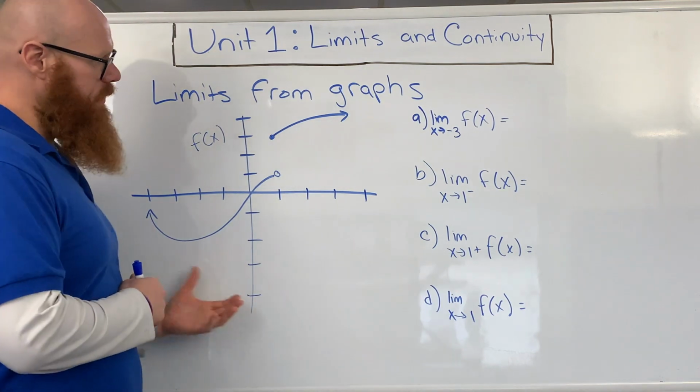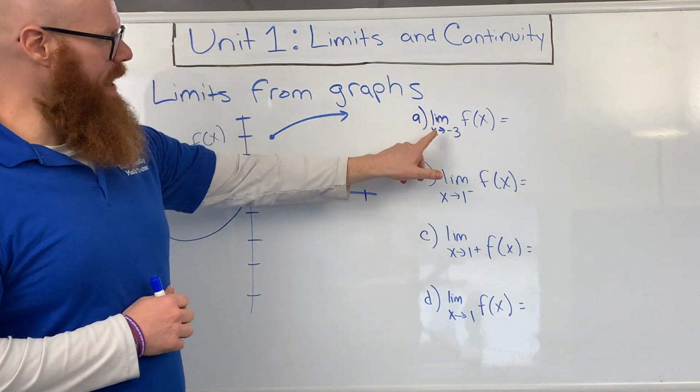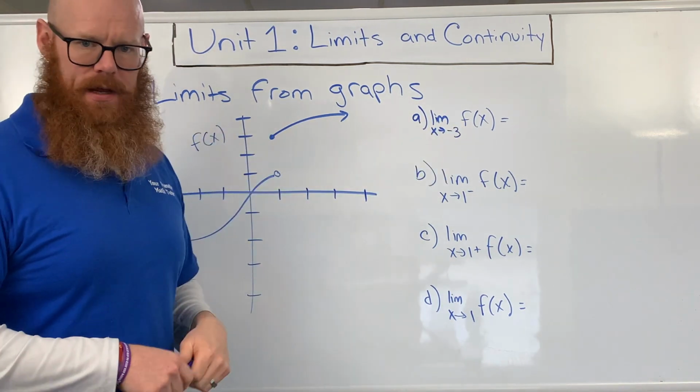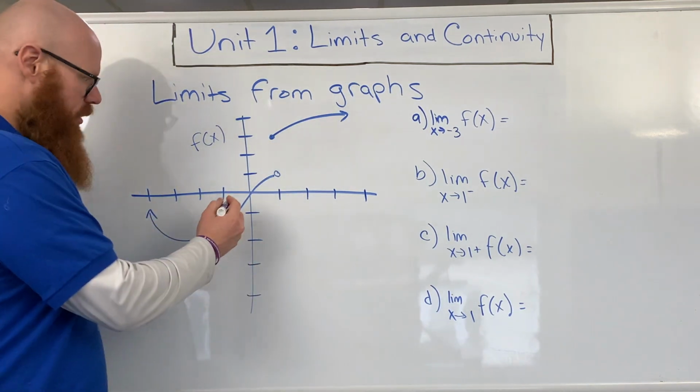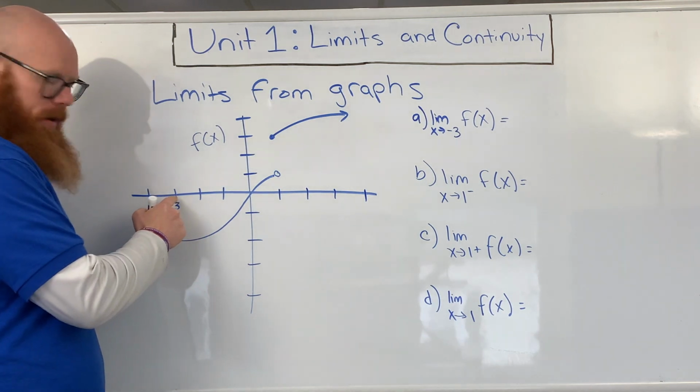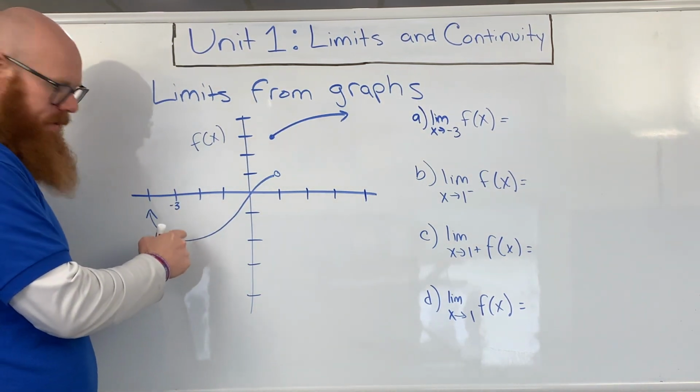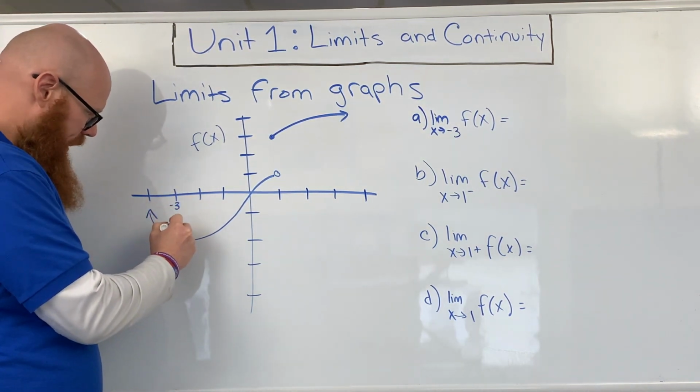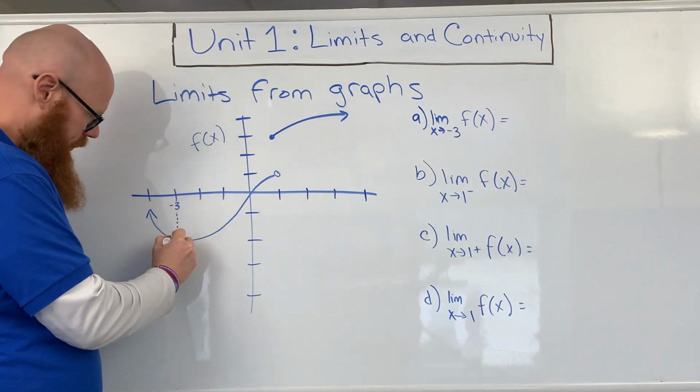If we take a look at this graph, our first limit says the limit as x approaches -3 of our function. So the first thing we're going to do is go over to -3, which is right here, and then go up or down until we get to the graph. So we go down to the graph till we get to this point.